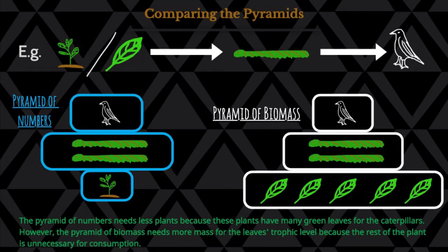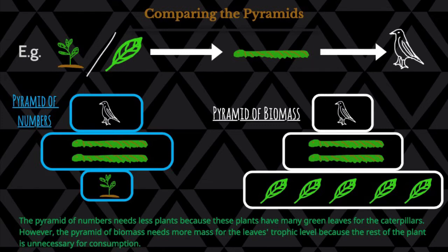Then let's look at the pyramid of biomass. We have that same 1 bird, and then we have the same number of caterpillars, but now translating into mass, we're just going to have less mass of the bird compared to that of the caterpillars, which means we need more caterpillars, and then we need the biomass for the leaves, because the caterpillars eat the leaves and not the rest of the plant.